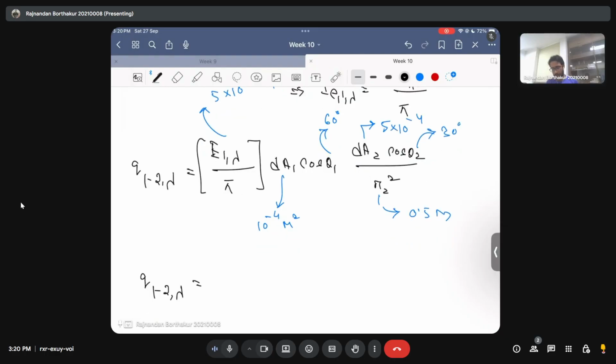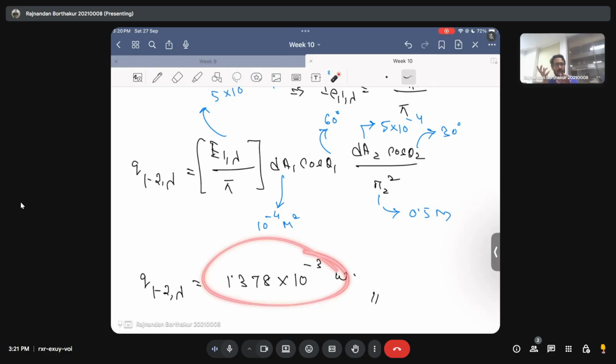If you just substitute, I have already done this calculation. You'll get this emission rate as 1.378 into 10 to the power minus 3 watt. That's it. So physically, what it implies is that, considering 1 as a diffuse body, the amount of emission that is intercepted by body 2 is this much, which is what this q12 of lambda essentially quantifies.